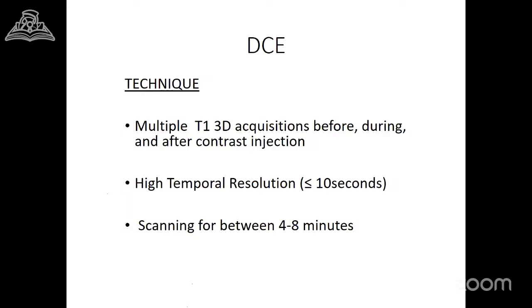Dynamic contrast enhanced imaging is performed using multiple 3D T1 weighted acquisitions before, during, and after intravenous contrast injection. It requires high temporal resolution, typically less than or equal to 10 seconds, to accurately capture the enhancement pattern over time. The overall acquisition lasts approximately 4 to 8 minutes, allowing assessment of contrast uptake and washout characteristics in prostate tissue.